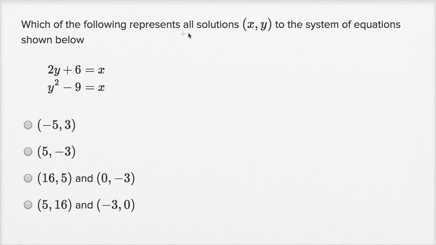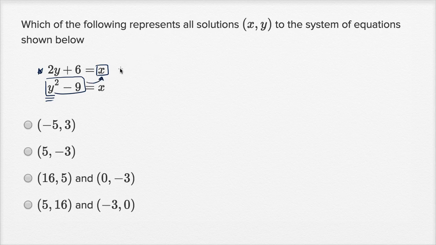Which of the following represents all solutions x, y to the system of equations shown below? This is an interesting system of equations because the first one is a linear equation, but the second one is nonlinear. You have a y squared right over here. Well, this one actually can be solved with substitution because 2y plus 6 needs to be equal to x, but then we also know that x is equal to y squared minus 9. So we could take y squared minus 9 and substitute it for x.